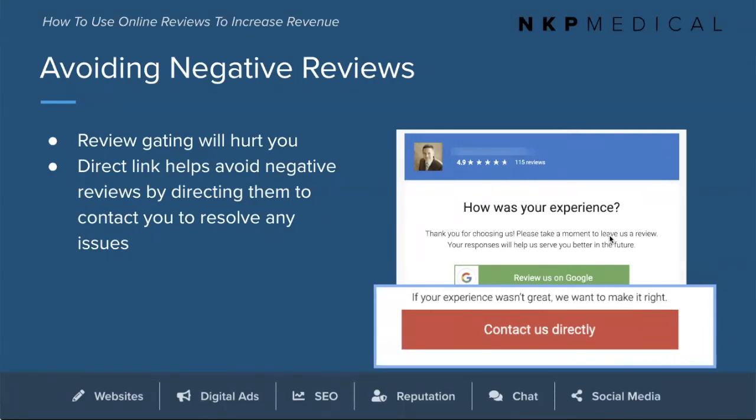Now, this doesn't block every single bad review from hitting the internet, but it's probably going to filter out about 90% of them. So most people who would leave bad reviews, by being proactive and giving them the option to give direct feedback, as opposed to not reaching out and then they just end up leaving a bad review on Google or RealSelf, this is the best way to do it.